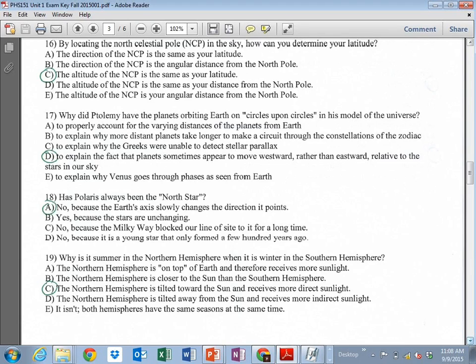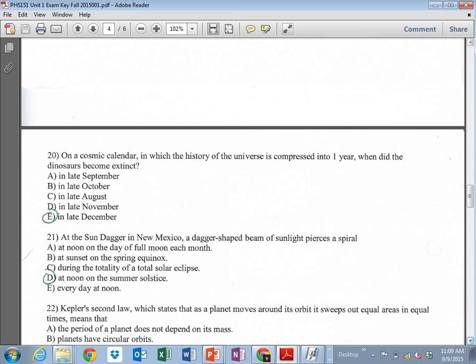Question 19, why is it summer in the northern hemisphere when it's winter in the southern hemisphere? The best answer there is C, that the northern hemisphere is tilted toward the sun and receives more direct sunlight. Question 20, on a cosmic calendar compressed into 1 year, when did the dinosaurs become extinct? E, in late December. Question 21, that sun dagger in New Mexico, it pierces the center, D, at noon on the summer solstice.